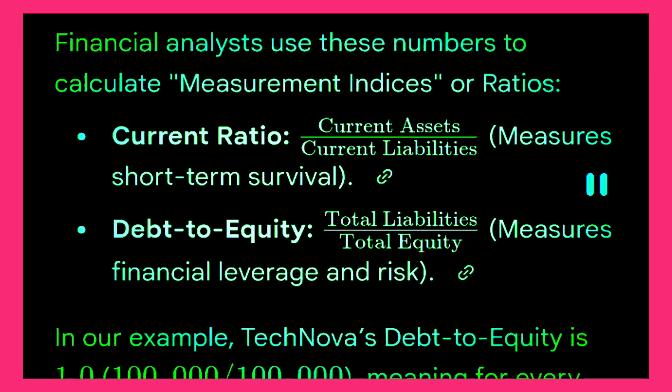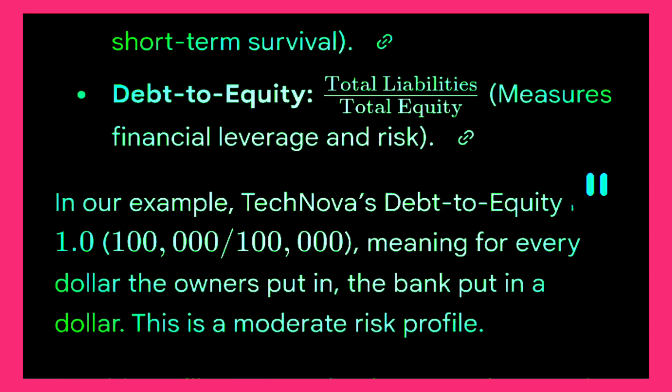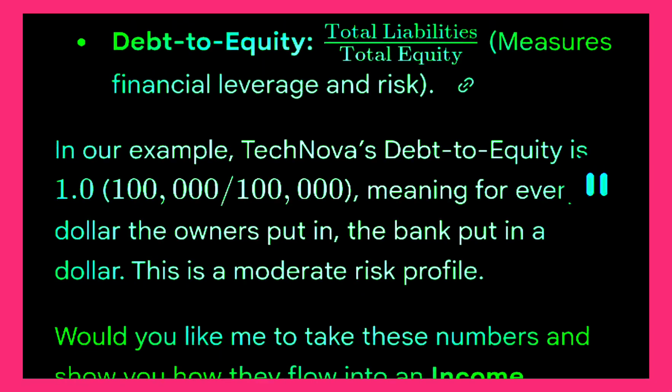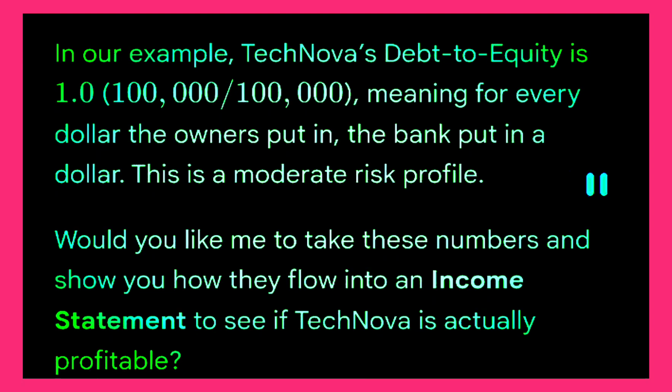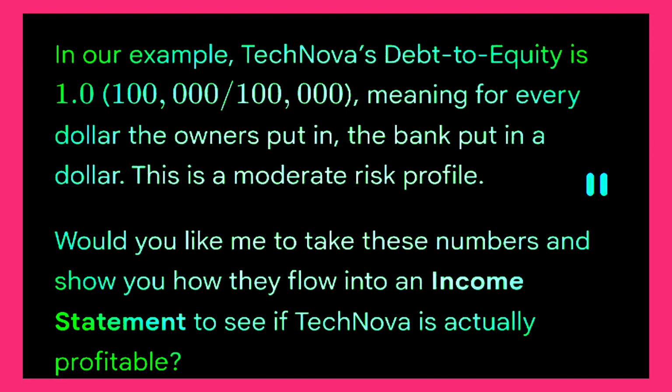In our example, Tech Nova's debt to equity is 1.0, 100,000 over 100,000, meaning for every dollar the owners put in, the bank put in $1. This is a moderate risk profile.